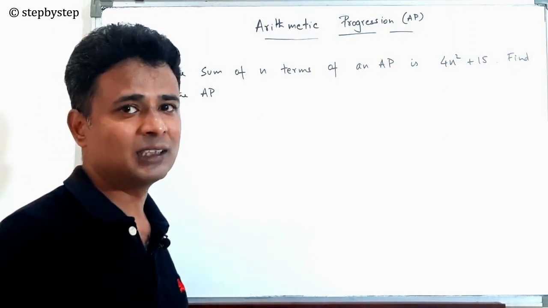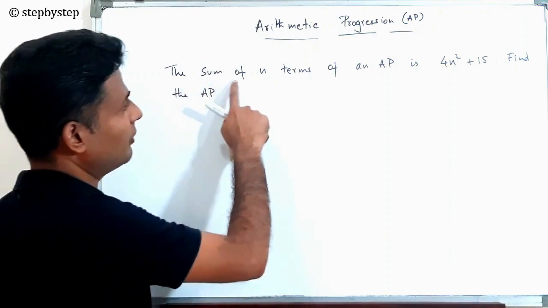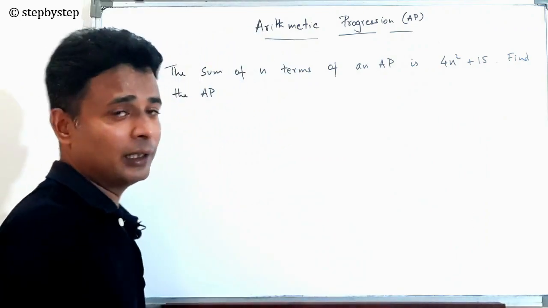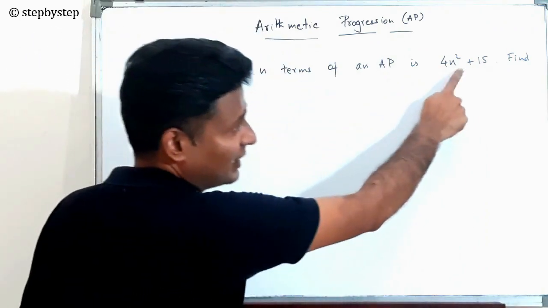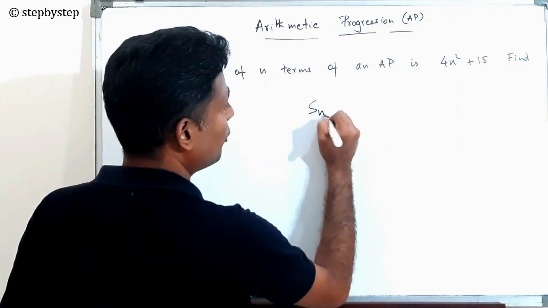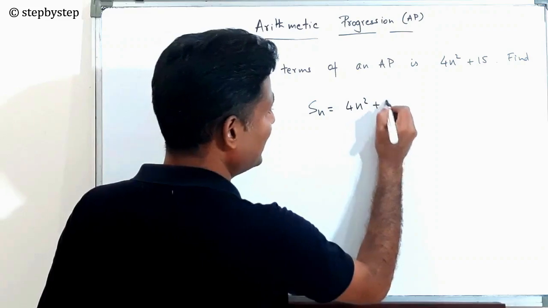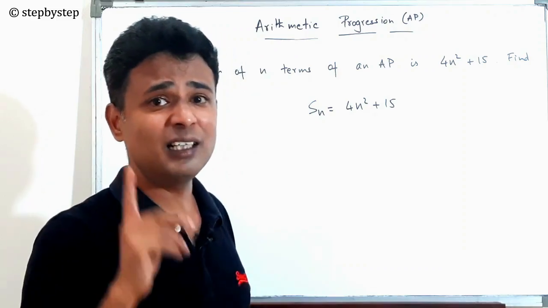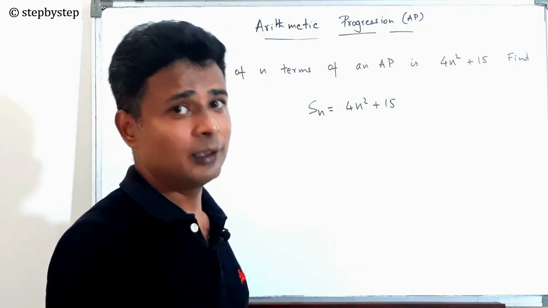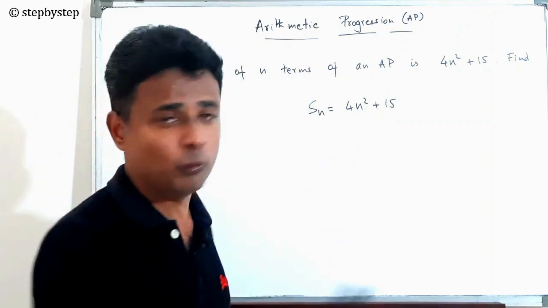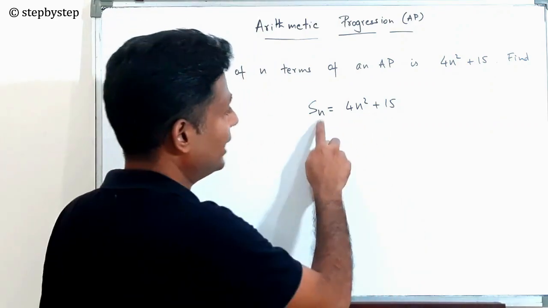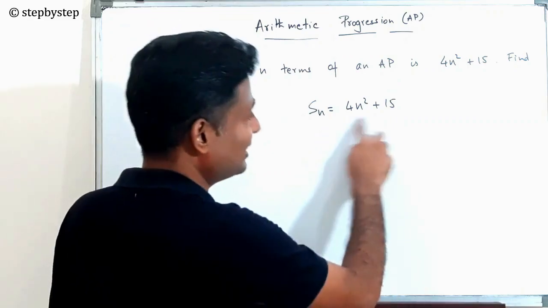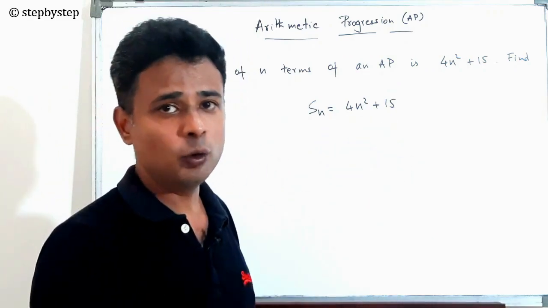Alright, another problem on sum of n terms. They have given the sum of n terms of an AP is 4n square plus 15. What does it mean? S of n is equal to 4n square plus 15. This is what they have given, which means you will not use the two formulas which we have learned. In this particular problem, they have given you which formula to use. So to find S of n, this is the formula you will use, not the other two formulas.